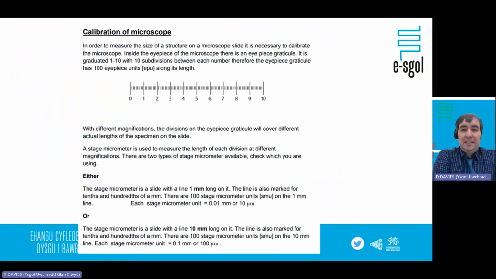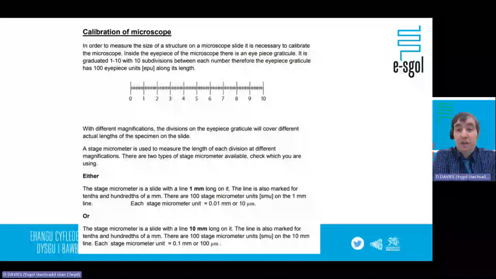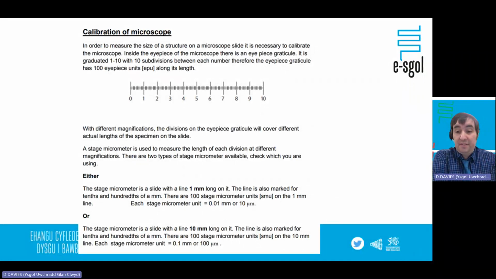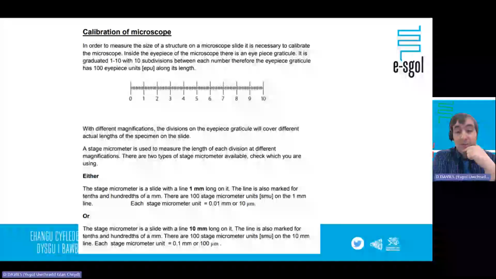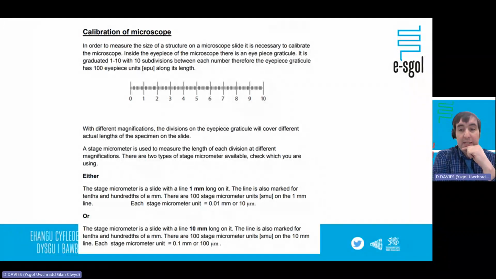Okay, so this is the thing that students sometimes have a problem with, calibrating the microscope. Your microscope in school will have about 3 objective lenses. Each of the divisions in the eyepiece is going to be worth a different amount depending on what the objective lens is. So we'll go through this step by step.